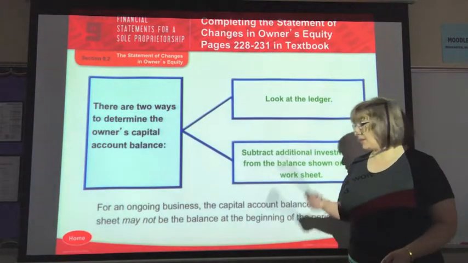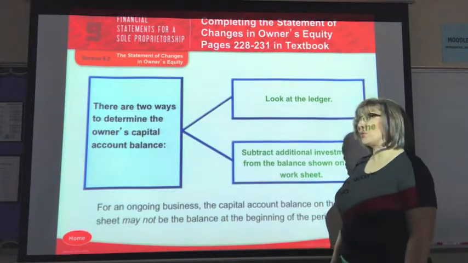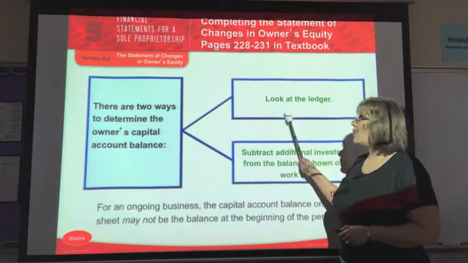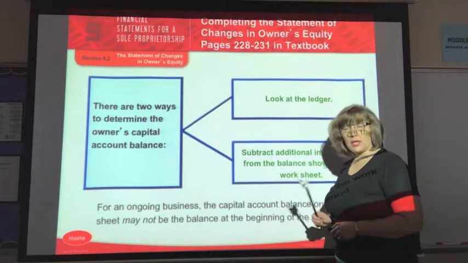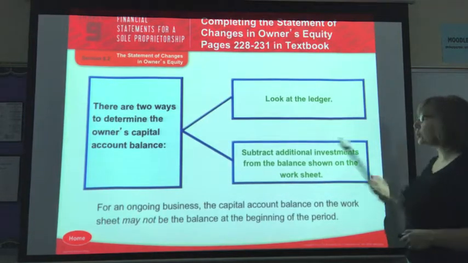If they just started the business, the balance is 0. If it's the second or third or 12th time that they've gone through the accounting cycle, more than likely they'll have a line in there called balance, and it will tell you how much they started the month with.